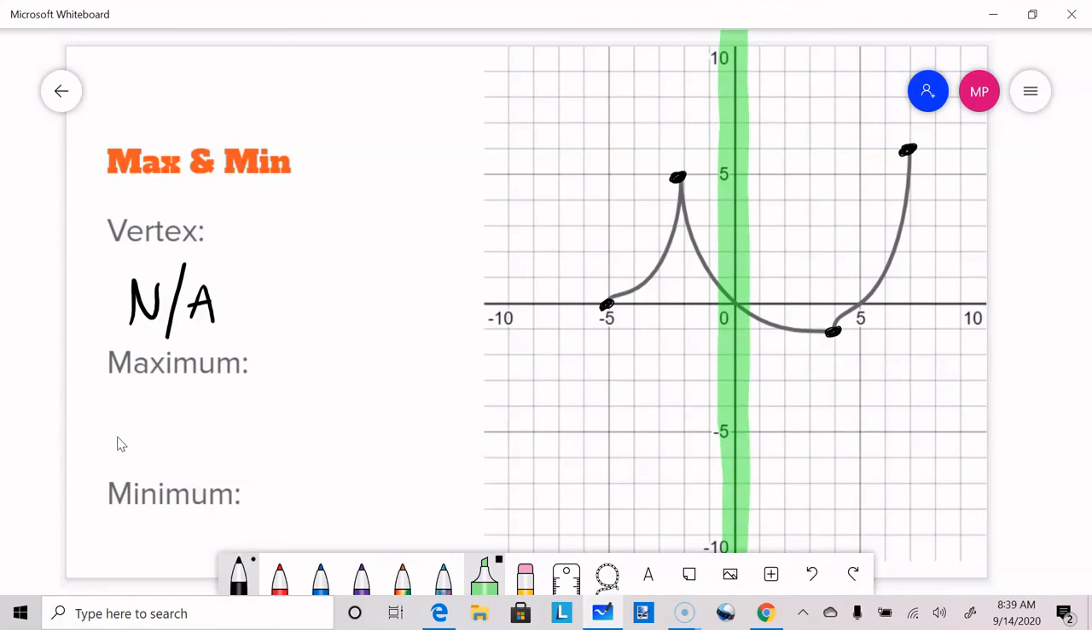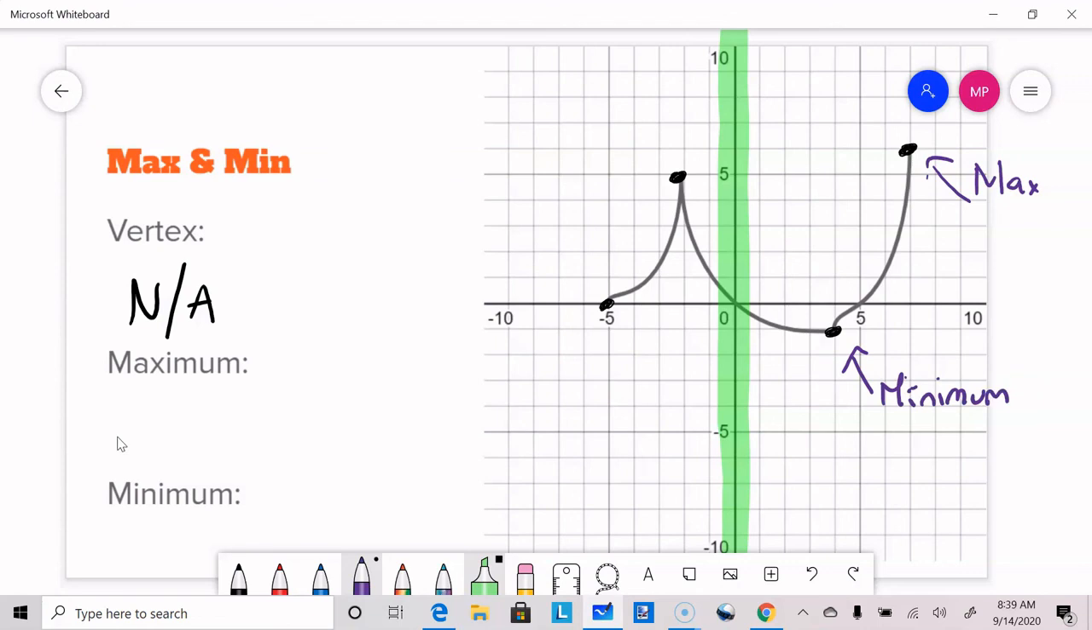So if we're going to look for the maximum first, we're just looking for the tallest point, and just looking at the graph and eyeballing, that'll be our maximum. And then for our minimum, we're looking for the lowest point. It looks like, according to the y-axis, this will be our lowest point, our minimum.